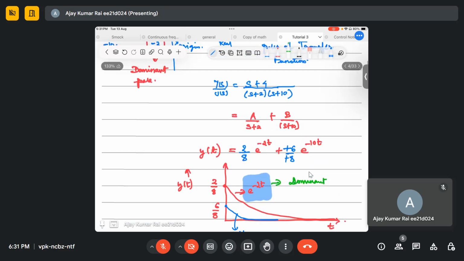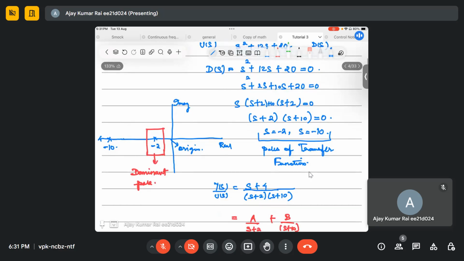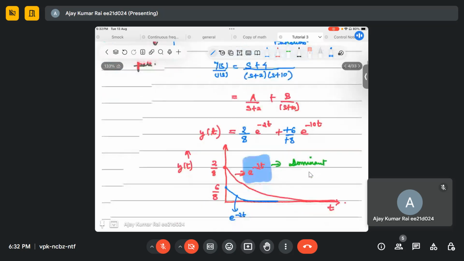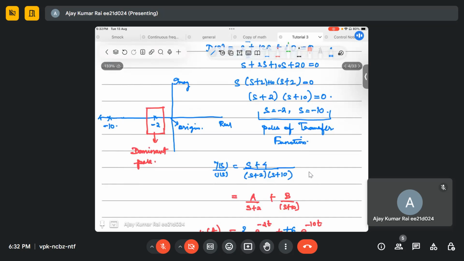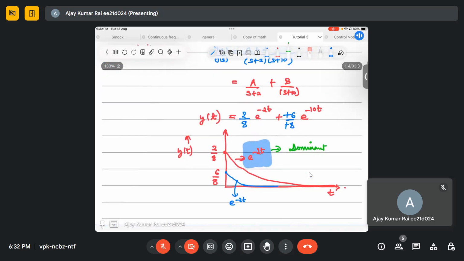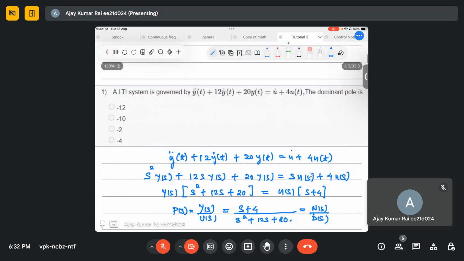Also, I told you that the pole nearer to the origin is called the dominant pole, and we have seen the effect also. Whichever pole is nearer to the origin is the dominant pole, and you can confirm it by seeing the response y of t. So any doubt you have for this particular question, the first question? The answer is equal to minus 2.